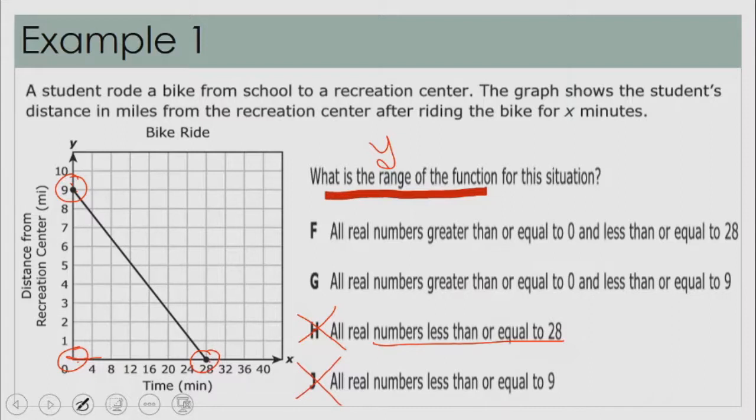Out of F and G, you see that one of them says greater than or equal to 0 and less than or equal to 28. That is the domain, not the range. So F is not the answer. In this case, G is the answer because y goes from 0 to 9. So that's the answer because you are being asked for the range.